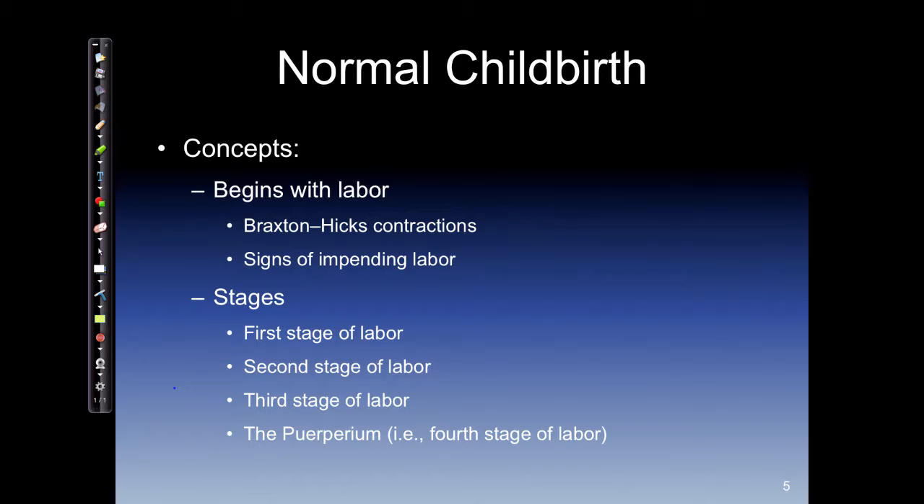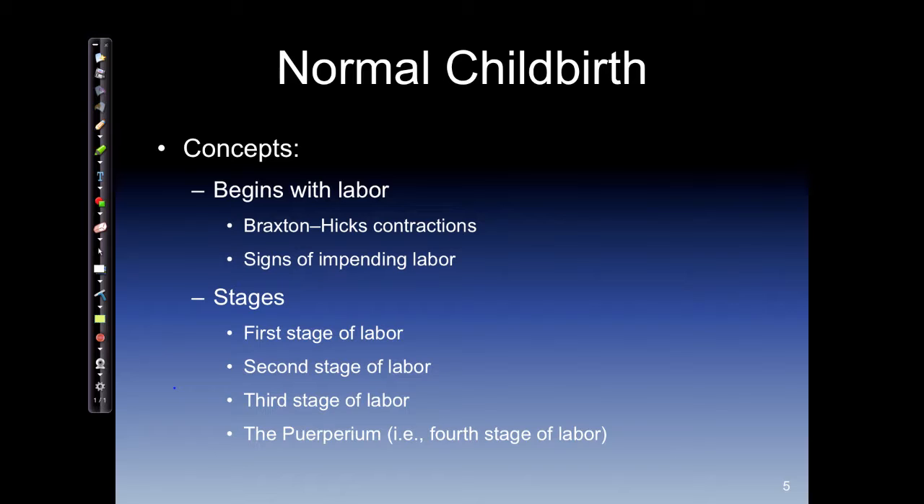Stages of labor. The first stage of labor is effacement, which is thinning of the cervical walls. And then the next area we have is dilation, which is widening of the cervical opening. We may get a bloody show with this as well. Rupture of the bag of waters all occurs in the first stage of labor.